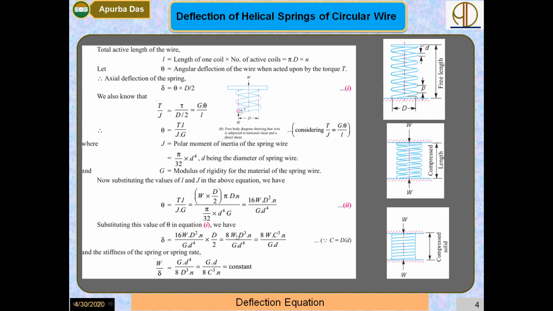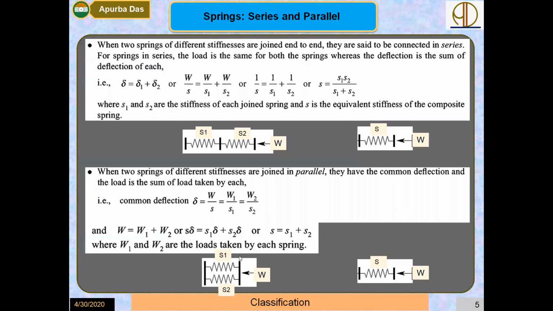And finally, we have derived this equation for the deflection, which is equal to 8W D cube n by G d to the power 4, where W is the load, D is the mean diameter of the coil, small d is the diameter of the wire, n is the number of turns, and G is the modulus of rigidity. And from there, we can define the stiffness, that is load per unit deflection, equal to G d to the power 4 divided by 8 D cube n. So these things we have already discussed in yesterday's class.